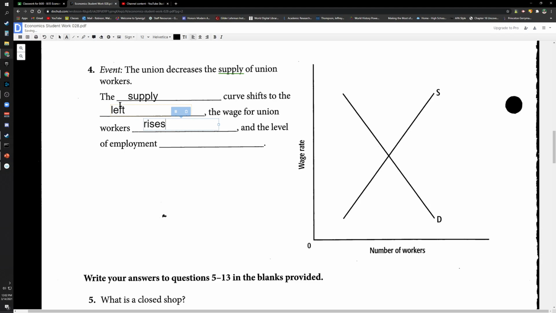Rises. And then what's going to happen to levels of employment? Well, you're limiting the supply, so that means that it's going to fall. All right. So let's graph this out.